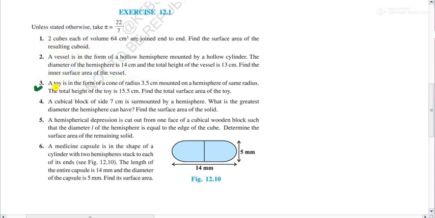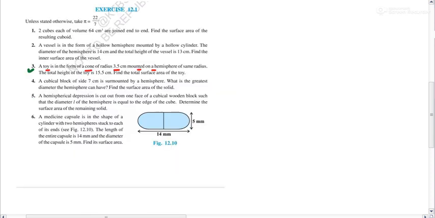It says that a toy is in the form of a cone of radius 3.5 centimeter mounted on a hemisphere. Okay, so have you seen such toy? In the form of a cone mounted on a hemisphere. Okay, so again if I draw the figure, it will look something like this. This is hemisphere, and on this we have a cone mounted, so it becomes a toy. Have you seen such toy? No, sir. If you reverse it, if you turn it upside down, it looks like a lattu, a spinning top. I think you have seen that.